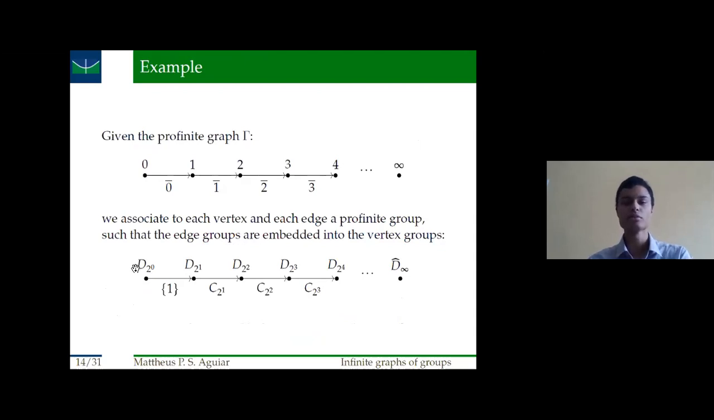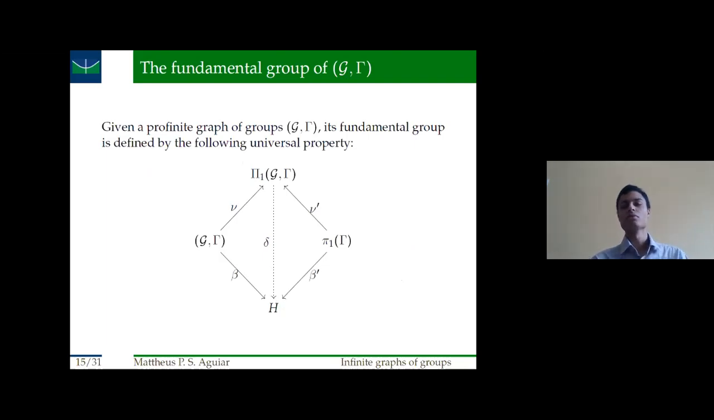Here, the dihedral groups, and we can endow it with the discrete topology. And here we have the profinite completion of the dihedral infinity, and here cyclic groups. So related to this graph of groups, there is an associated group called the fundamental group of the graph of groups.